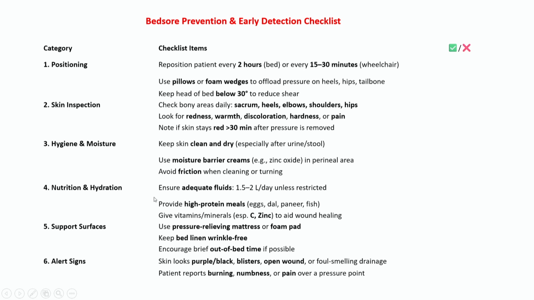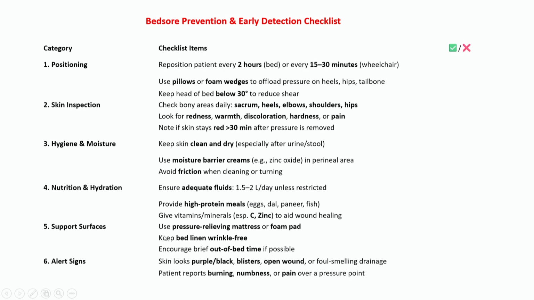Nutrition and hydration. Ensure adequate fluid, 1.5 to 2 liters per day, unless restricted. In kidney failure patients, this much water is not allowed. Otherwise, if kidney failure is not there, this much water can be given. Provide high protein foods like egg, dal, paneer, fish. Give vitamins and minerals, especially vitamin C and zinc, to aid in wound healing.